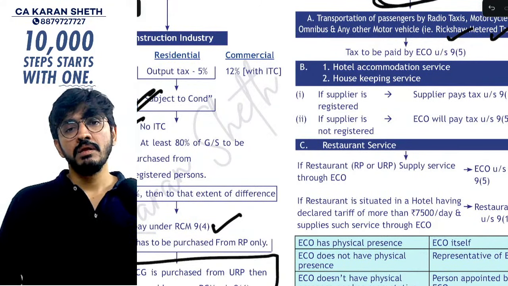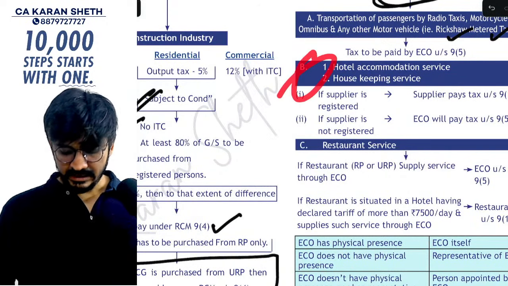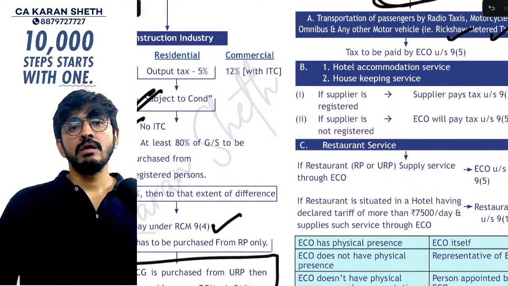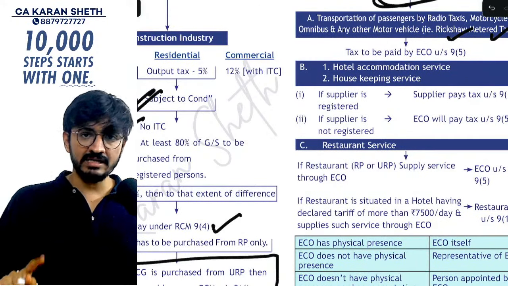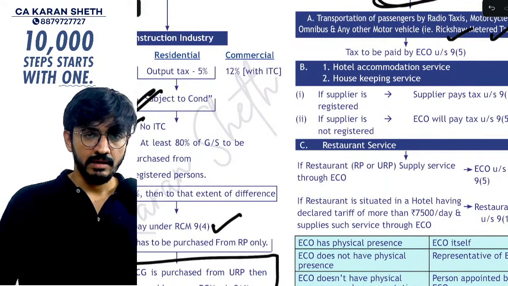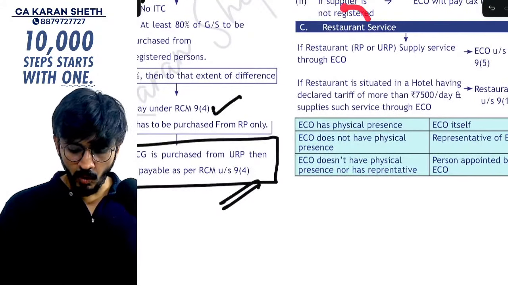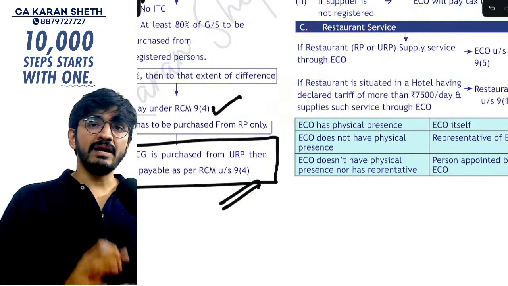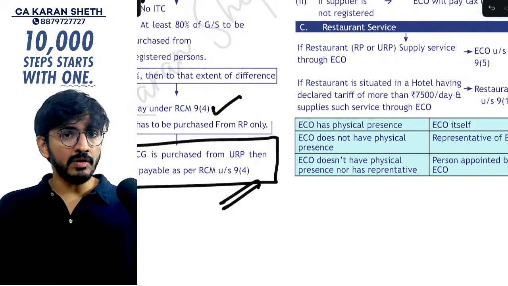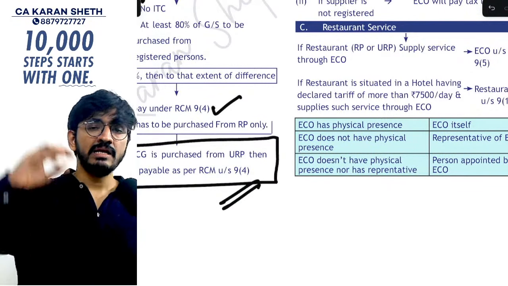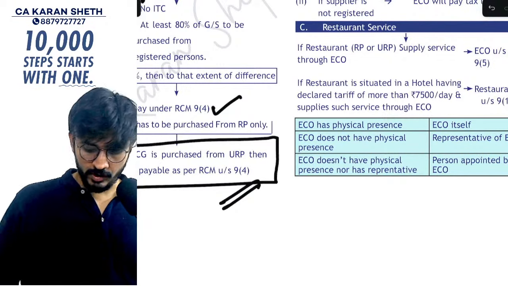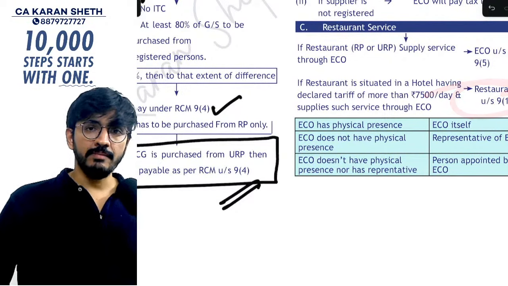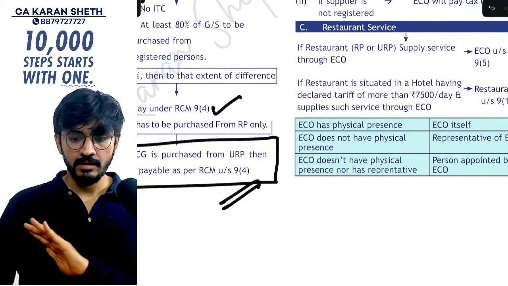Simple, right? But in this, I will check the supplier status. Registered, supplier will pay tax. Unregistered, ECU will pay the tax, right? And there is just a small exception here, that if that restaurant is inside a hotel, inside a 5-star hotel with a tariff above 7,500, simple, it is the restaurant who will pay the tax. Okay, is that very clear? Perfect, cool.